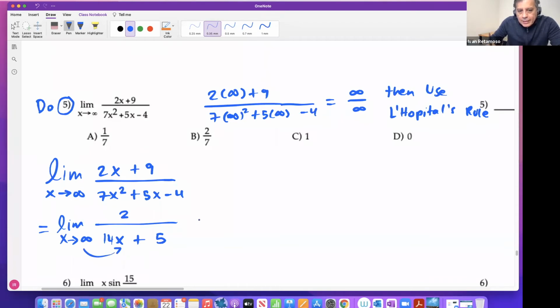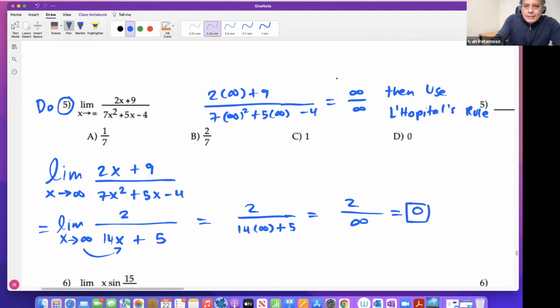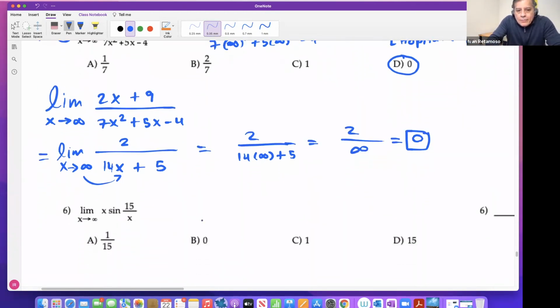But now, if you try again, you will see that now this will give us some meaningful number. 2 over 14 times infinity, infinity plus 5, infinity, 2 over infinity is 0, right? 0. And that's consistent with the fact that this is bottom heavy, right? Bottom heavy rational functions lead to the limit 0 there. Very good. Okay, so now let's talk about this form, right?